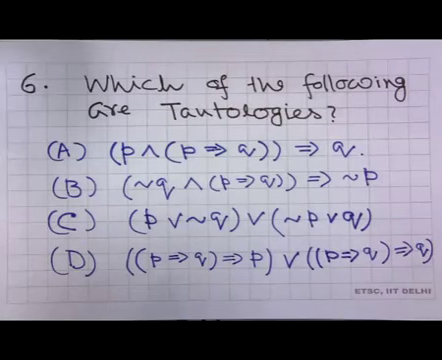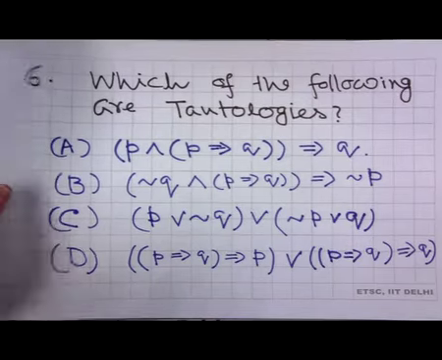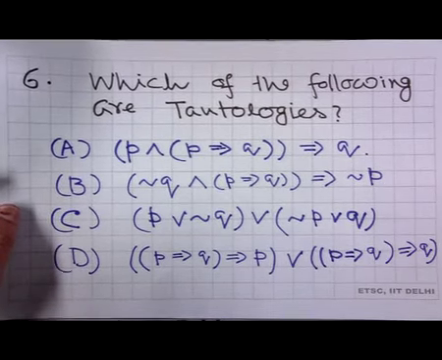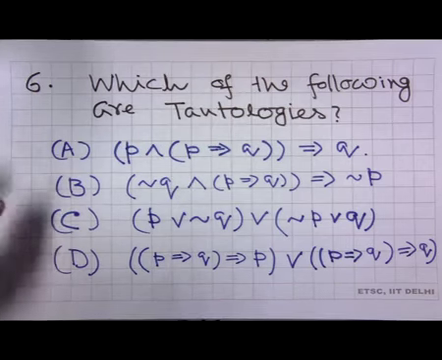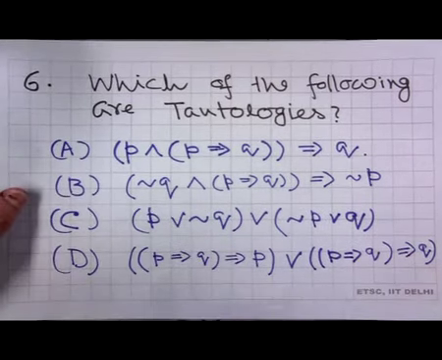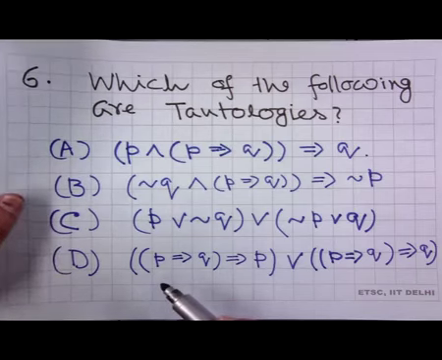Which of the following are tautologies? What is a tautology? A statement which is always true is called a tautology. This we have discussed in the last class. Now, our job is to see which of the four compound statements are tautologies. So, what will we have to do?